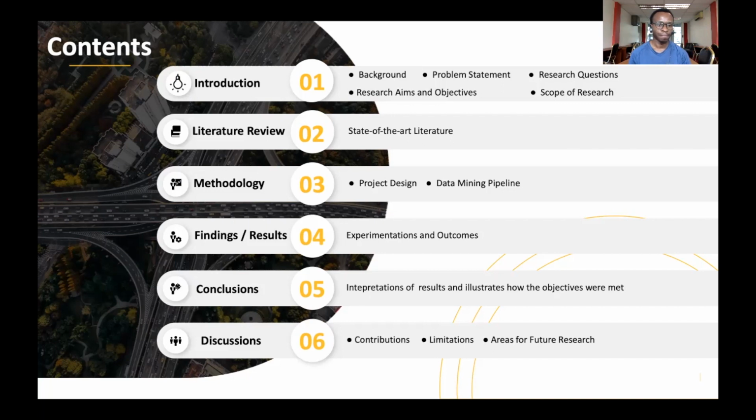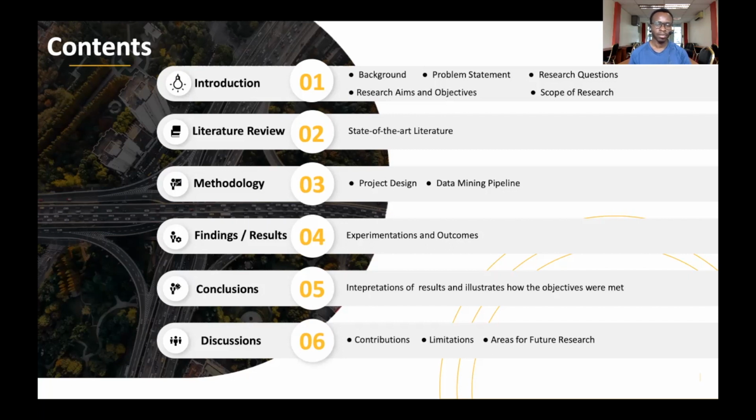And then in the fourth chapter, we have findings and results, which are experimentations and their outcomes. Conclusions is a synthesis of the findings. It will interpret the results and illustrate how these objectives were met within the context of what was devised in the first chapter. This last chapter is the discussions.